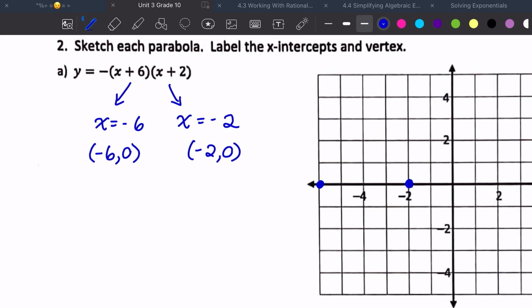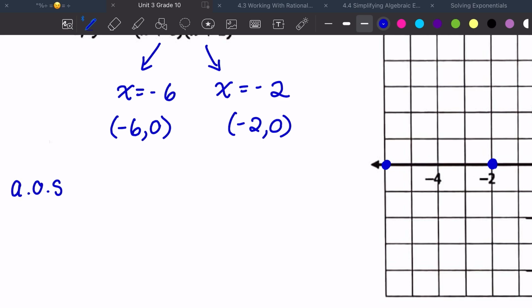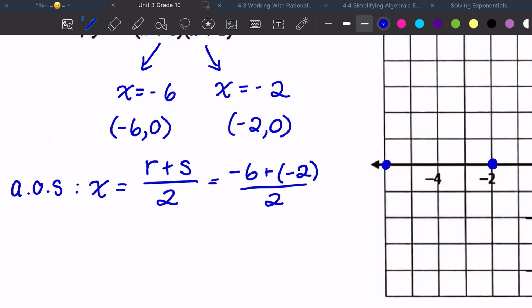Now if I want to know where my vertex is, I know it's got to be in between here somewhere, but I don't know exactly. You could try eyeballing it, or you can find the AOS, the x value of your vertex, which is just your first x-intercept plus your second x-intercept, divided by 2, because that's the average distance. So I've got -6 plus -2, divided by 2. What does that give me? -6 plus -2 is -8, which divided by 2 is -4.